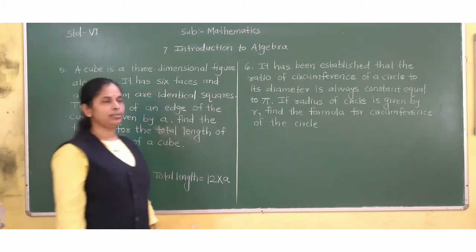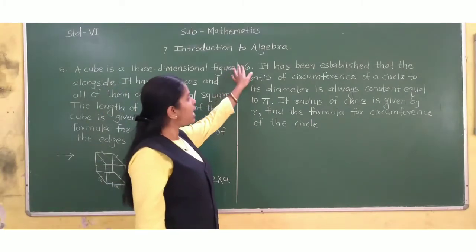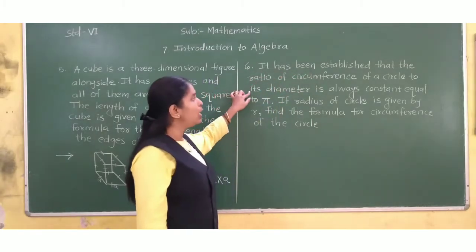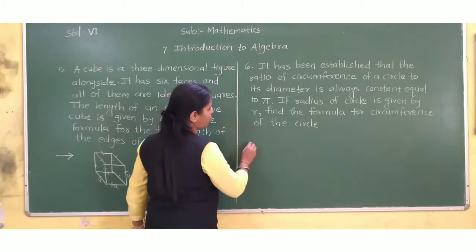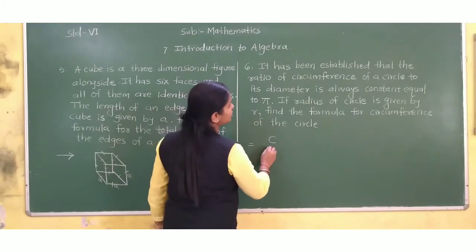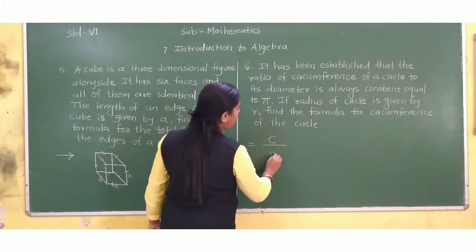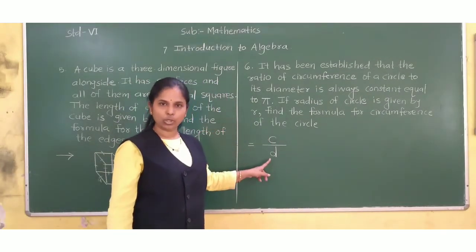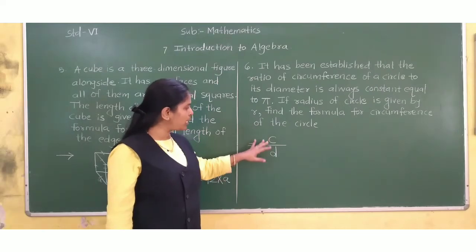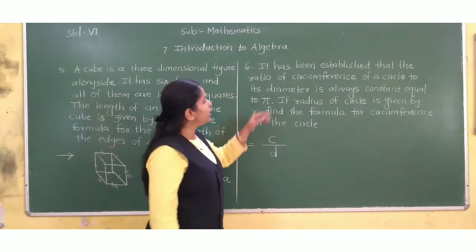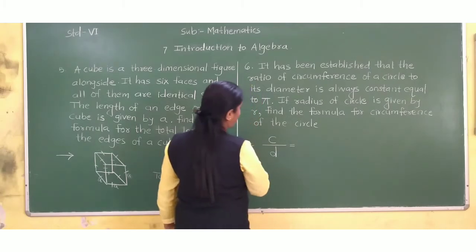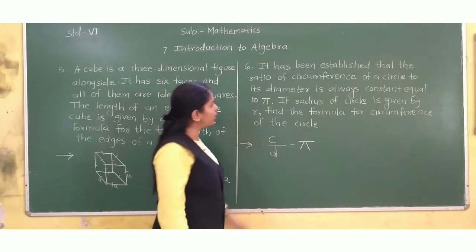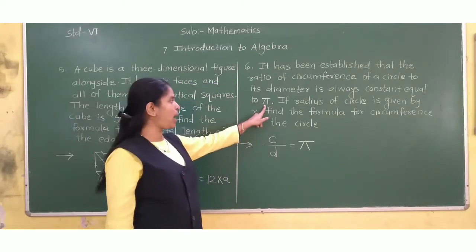Okay. Next, sixth one. It has been established that the ratio of the circumference of a circle to its diameter is always constant. Circumference is denoted by C, diameter is denoted by D, and the ratio is denoted by C upon D. That constant is denoted by pi. This symbol is called pi.